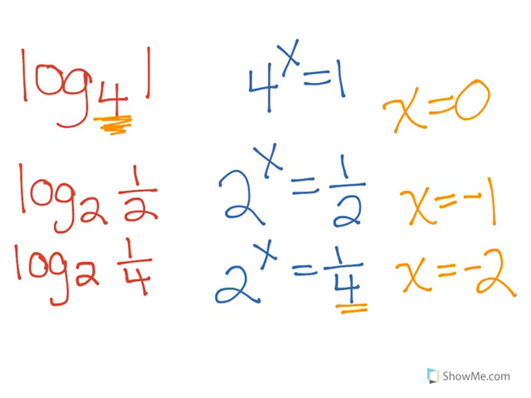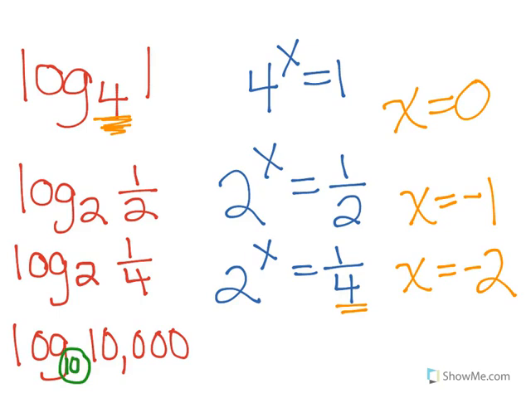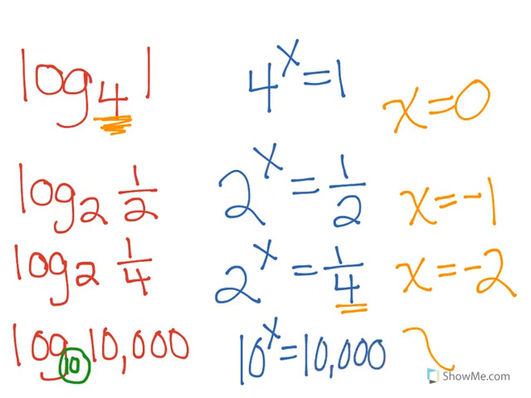And my last example, log of 10,000. Now remember, there's no base in this log, so it's understood to be 10. So then you would say, 10 to the what gives me 10,000. Knowing our tens and our zeros, x equals 4. 10 to the 4th gives me 10,000.